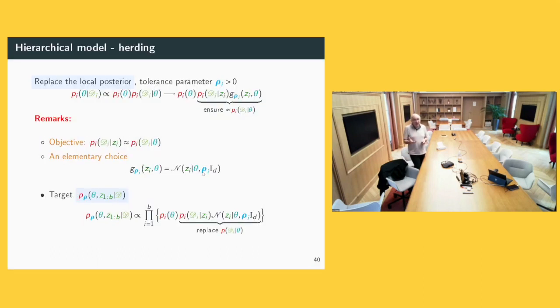Okay, so at the end of the day, what you need to compute is the joint posterior of the global parameter theta and all the local parameters Z1 to ZB, given the data D. It has a product form: the product of the local prior multiplied by the local likelihood of parameter Zi, and on top of that you have the conditional distribution of Zi given theta, which is called the hierarchical prior.